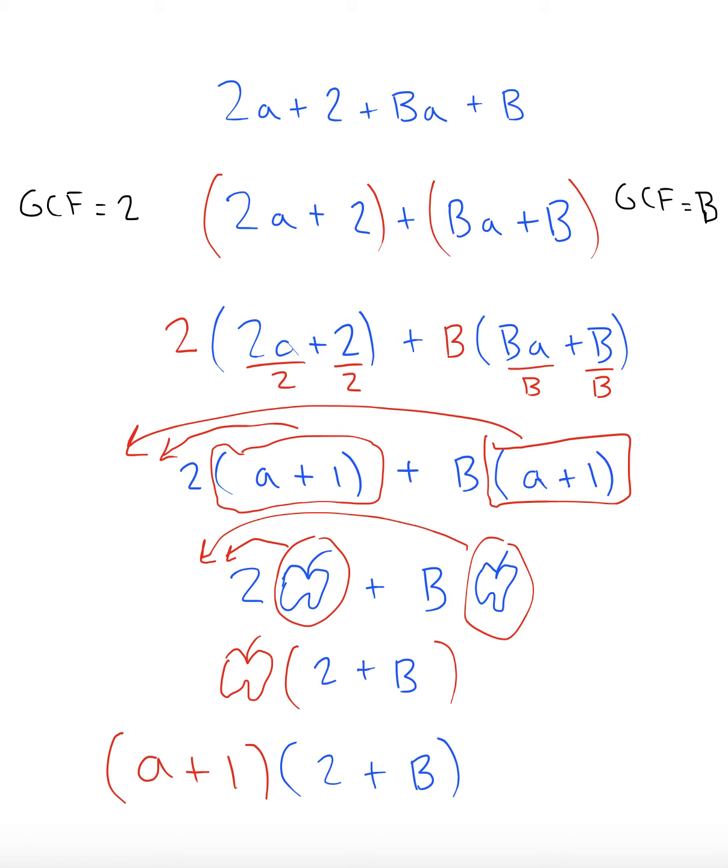Now it's factored. And if we wanted, we could go back and prove that that final result actually is equivalent to the original. All we'd have to do to make that happen is multiply A times 2 and do A times B, 1 times 2, and 1 times B. Let's see what it is. You get AB plus 2A plus 2 plus B. And it's true. They match.